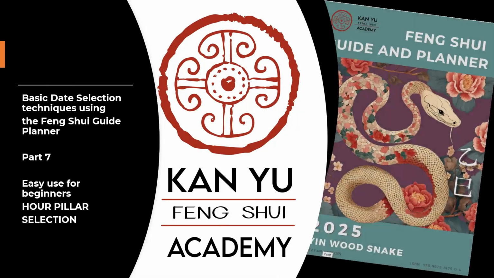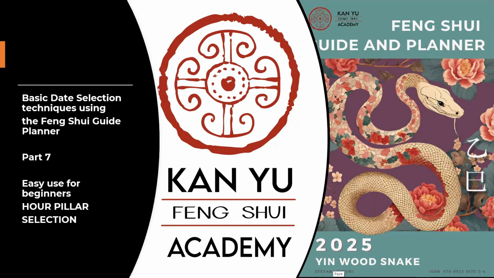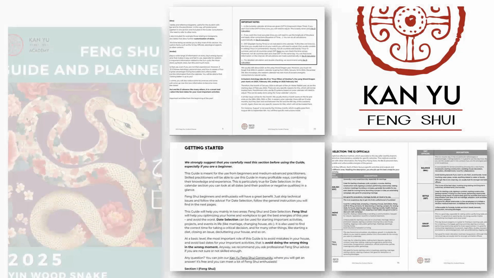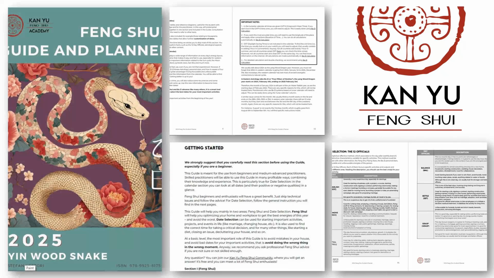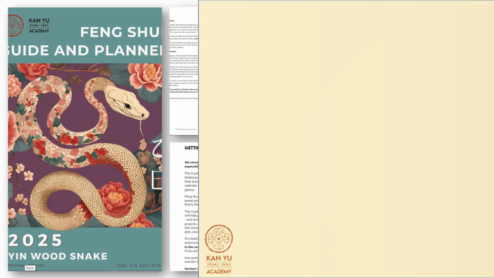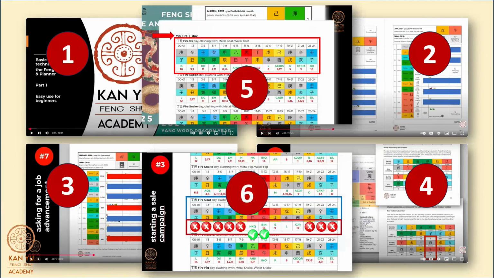Hello everyone and welcome back to this new video, Basic Date Selection Techniques using the Feng Shui Guide, Part 7, for beginners and non-experts. In this video, I assume you have read the instruction section at the beginning of the Feng Shui Guide and Planner, and if not, please stop the video and read the instruction first. This section is at the beginning of the guide. Before watching this video, ensure you have seen parts 1 to 6. Otherwise, you will not be able to understand the subtleties I am going to teach you.